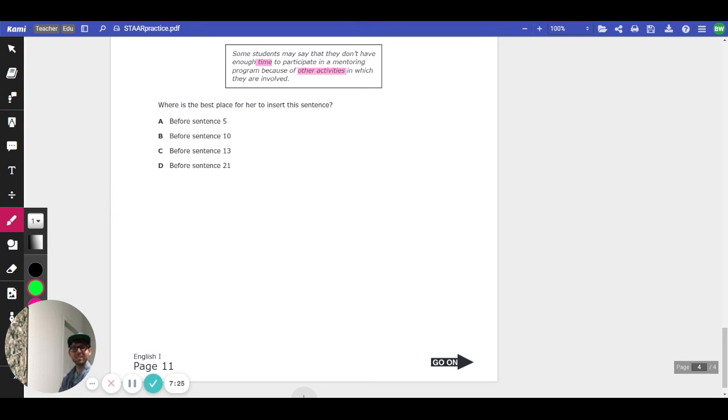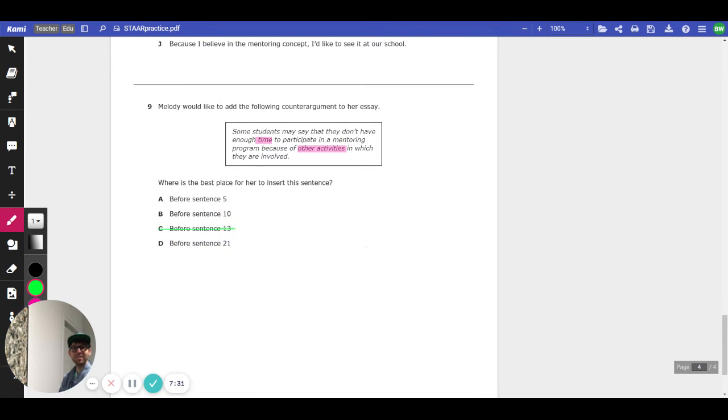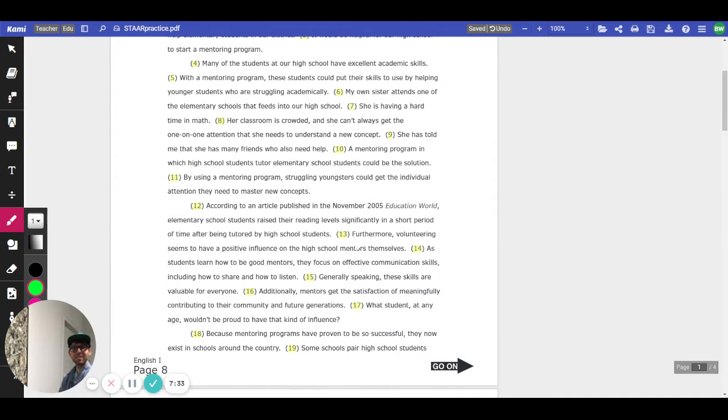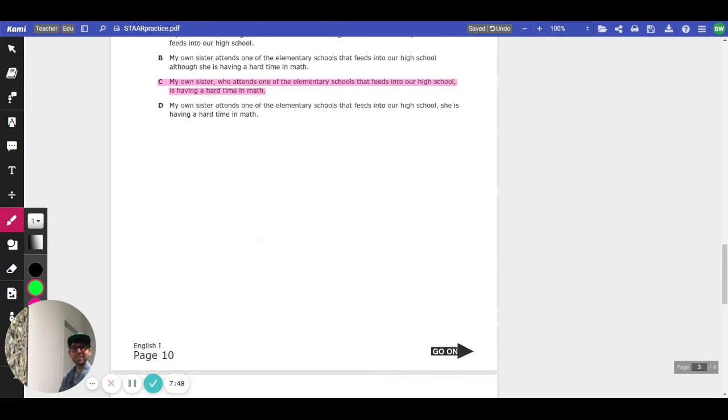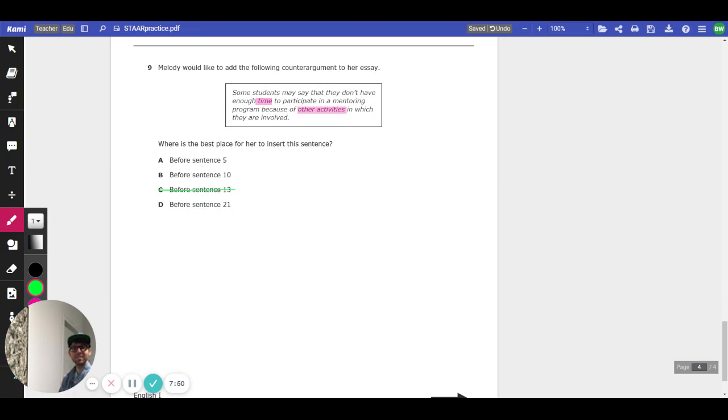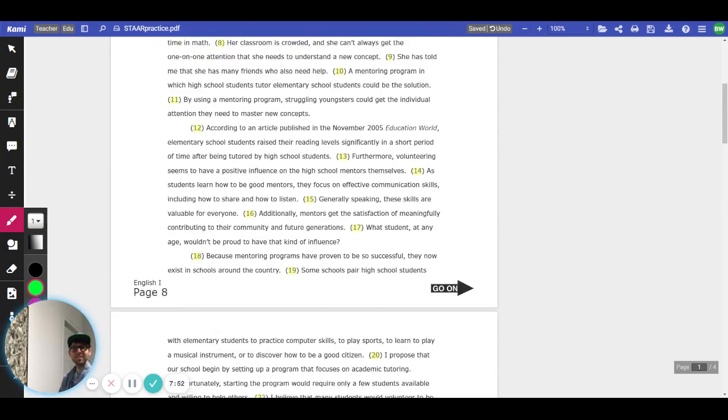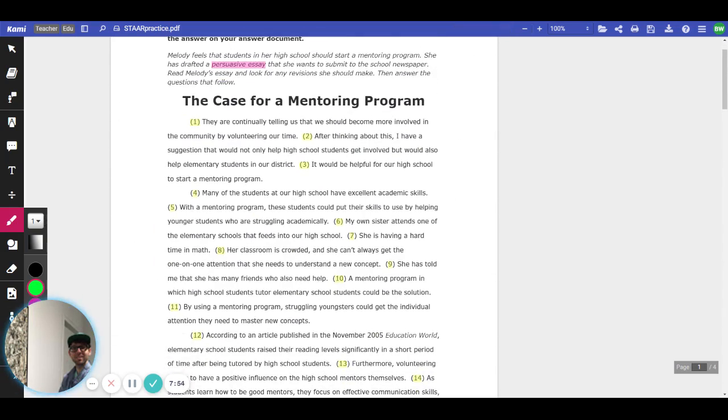So if I'm actually doing this on a test, I would cross the ones out that I know are not right. For sentence 10, a mentoring program in which high school students tutor elementary school students could be a solution. That doesn't seem to have anything at all to do with the counter argument. She has told me that she has many friends who also need help. That doesn't make any sense. And then before sentence 5, that's way up at the beginning. I kind of would doubt it would be that one.